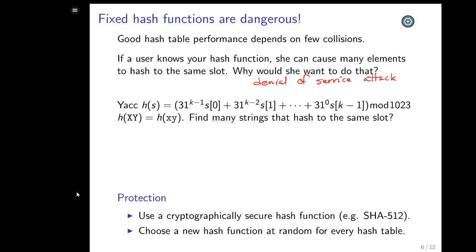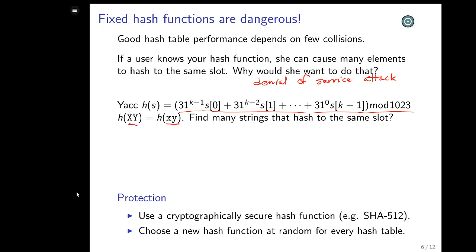So anyway, Yak, which has this sort of expanded version of its hash function, or the mathematical version of its hash function, has this interesting property that if I hashed capital XY and lowercase xy, I get the same hash value. So if you use the variable capital XY and the variable lowercase xy, those two would hash to the same location in the hash table. So what?